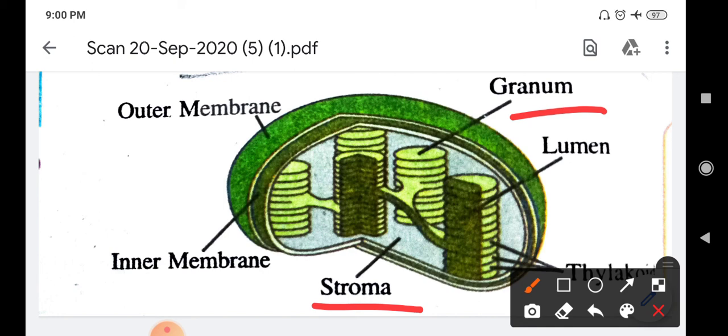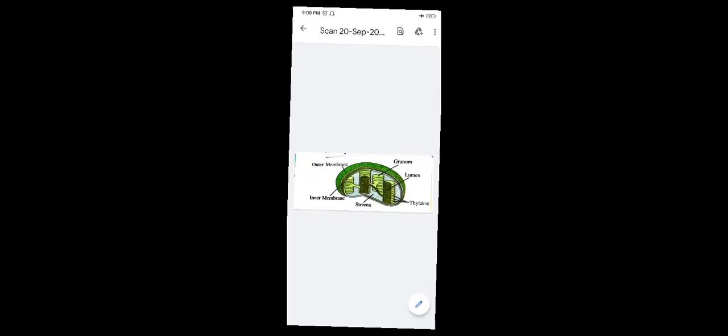If you want, you can draw the diagram. So I think you have understood the video.